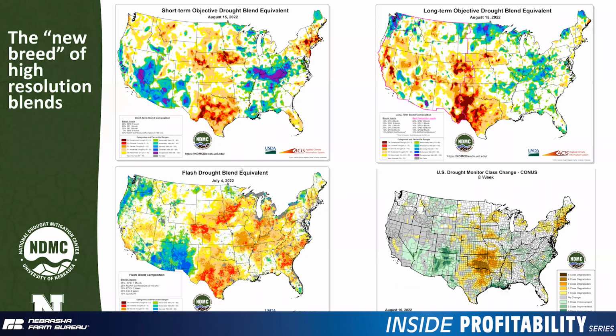Some new products, as we like to call the new breed of products, we've developed right here at the Drought Center at the University of Nebraska-Lincoln. Short-term and long-term blends are now at much higher resolution. We're down to, say, that 10 kilometer for every pixel. So across the United States, for a national product, that's very high resolution. We're not claiming field scale at that point, but we're capturing the general trends.